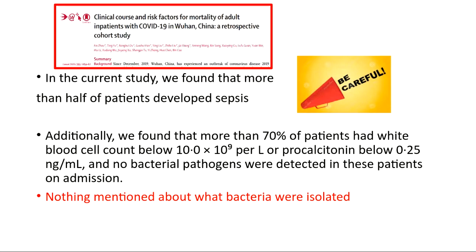In that study, they wrote that half of patients developed sepsis. Be careful. Sepsis could be viral sepsis. Sepsis means hypotension. Sepsis means high lactic acid. Sepsis doesn't mean by default bacteria. Parasites can cause sepsis. Fungus can cause sepsis. Virus can cause it. In these cases, nothing was mentioned about what bacteria were isolated.